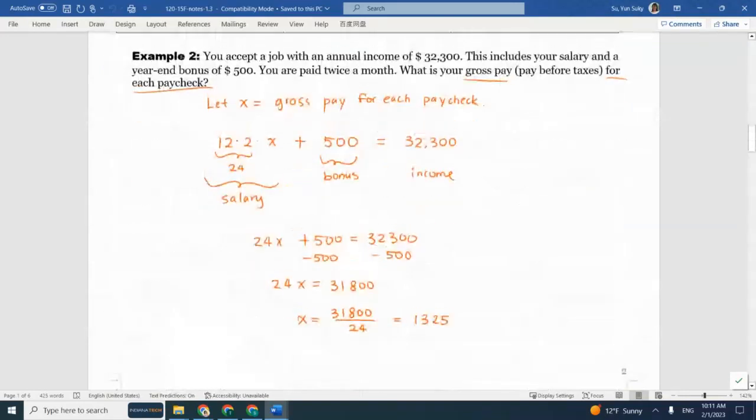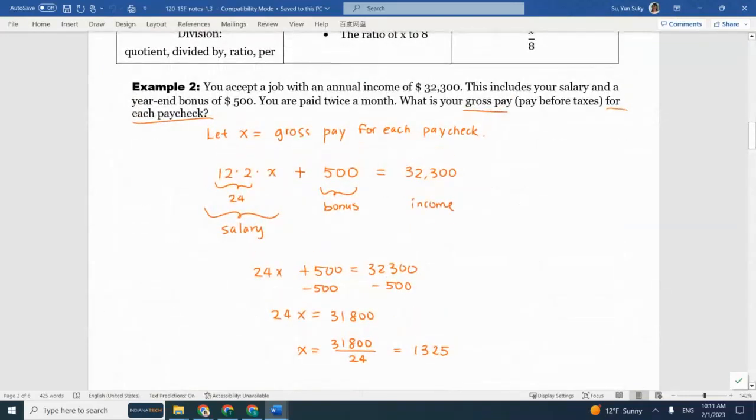And then last time, we also did some examples. You can set x to be the variable, or if you don't want to set x, you can just do it directly. Remember this problem? You can subtract 500 and divide by 24. You still get the same answer.